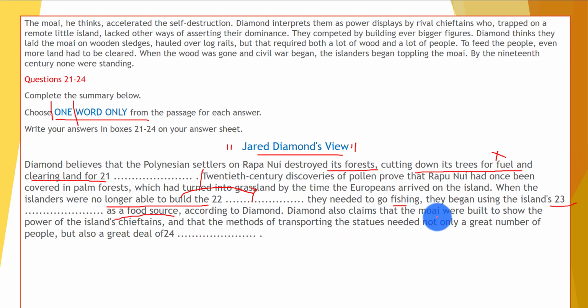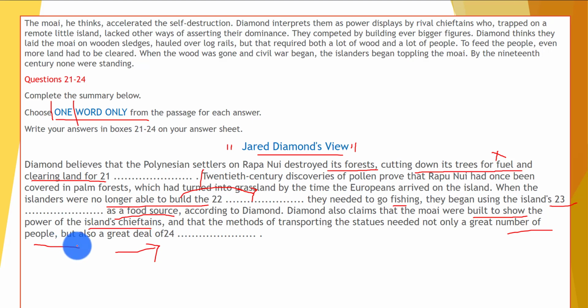Diamond also claims that the Moai were built to show the power of island chieftains and the methods of transporting the statues needed not only a great number of people but also a great deal of... If you remember, our second paragraph was about the dominance of power by building statues, and it was Diamond's viewpoint. Now let's look at this paragraph and find our answer.